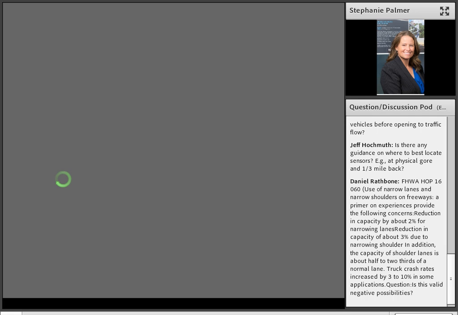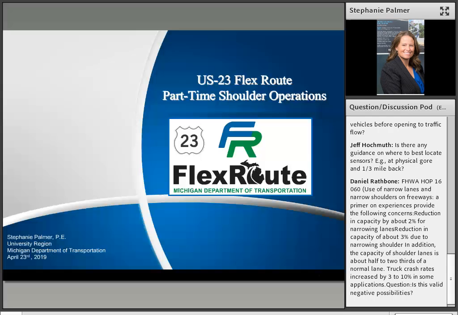Stephanie Palmer is currently the Region Traffic Safety and Operations Engineer for the Michigan Department of Transportation's University Region. Over the past 20 years, Stephanie has worked in both the private and public sector, specializing in traffic engineering and operations. Recently, she served as ITS Project Manager for Michigan's first active traffic management system. This system includes dynamic lane and shoulder use, a queue warning system, and a variable speed advisory system. Stephanie will be presenting on the dynamic shoulder operation for the US-23 Flex Route in Ann Arbor, Michigan, focusing on the operational procedures and thresholds for the activation of the dynamic shoulder. She will also discuss some of the early performance measures since the system has been operational.